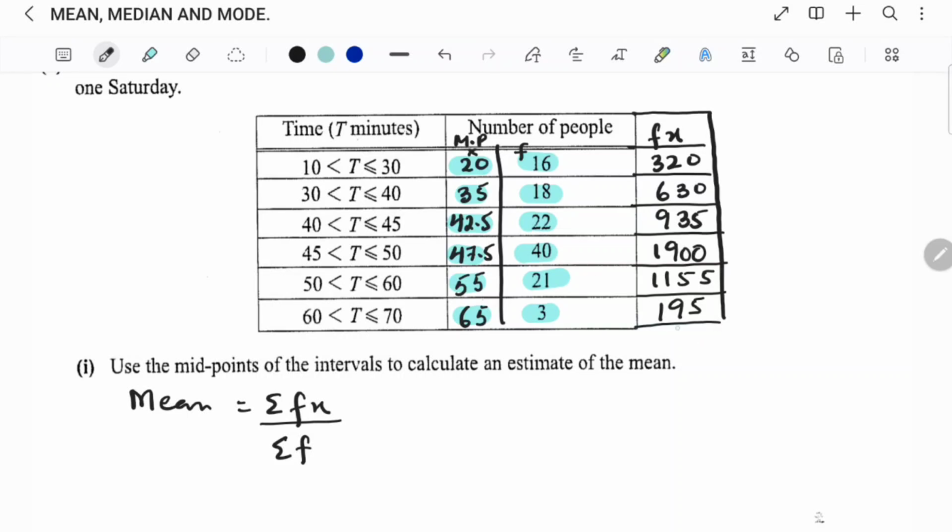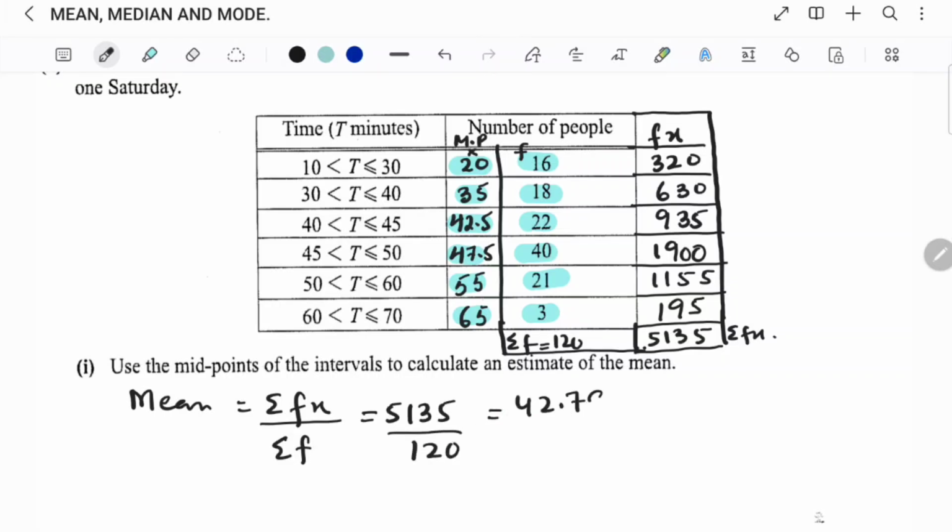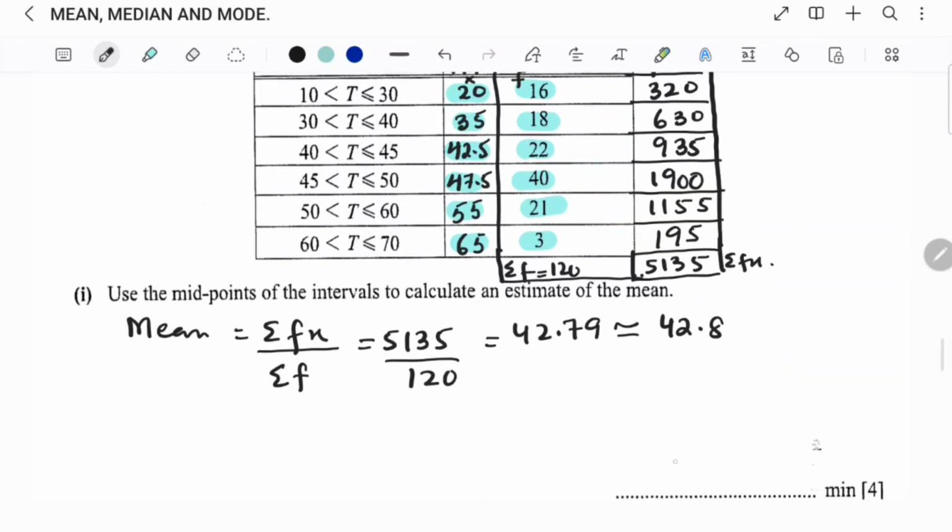All right, so here's the sum of fx. When you add it together, it becomes 5135. And then when I add f, this is the sum of f and this is the sum of fx. You know that the sum of f is equal to 120. So that is 5135 divided by 120. Use your calculator, it's coming to 42.79, and to 3 significant figures you can write 42.8. 42.8 minutes is your mean.